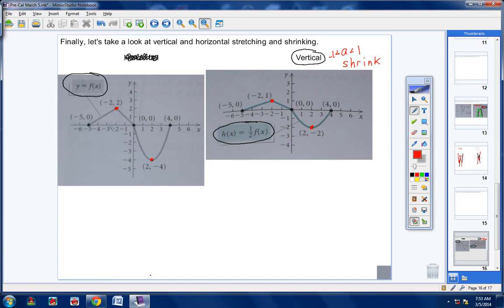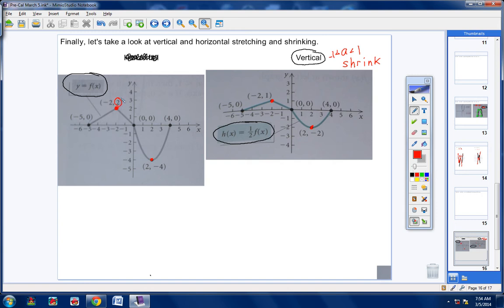Take some notes and watch this. Look, notice how all of your x values stayed the same. -5, -5, -2, -2. 0 is your x value, 0. 2 is your x value, 2. 4 is your x value, 4. All of the x values stay the same when you're dealing with a vertical stretch or shrink. However, the y values change. And what happens to them? Well, what did you multiply the function by? 1/2. So what did each y value get multiplied by? 1/2.